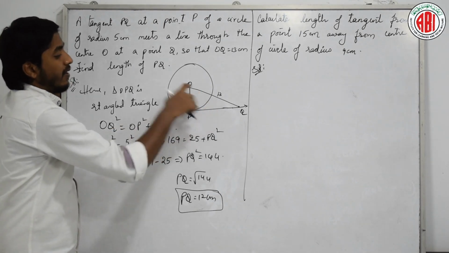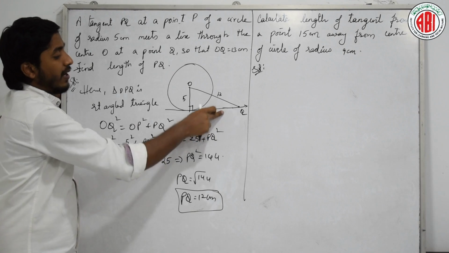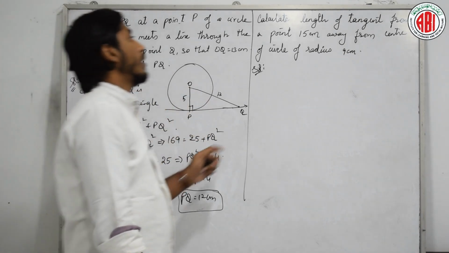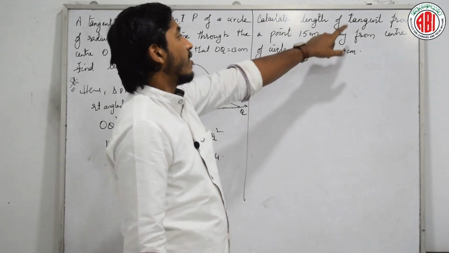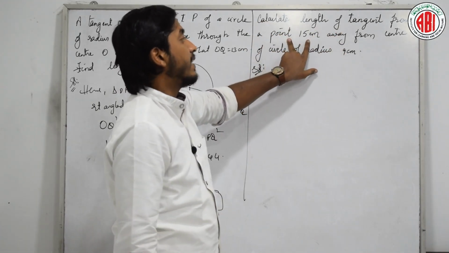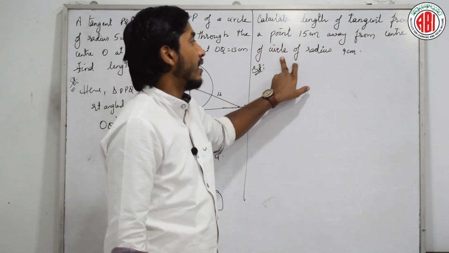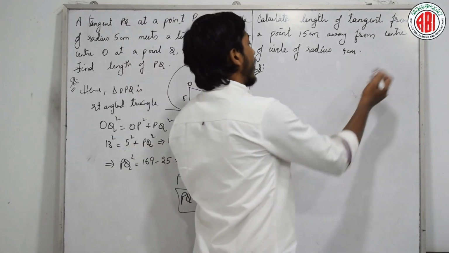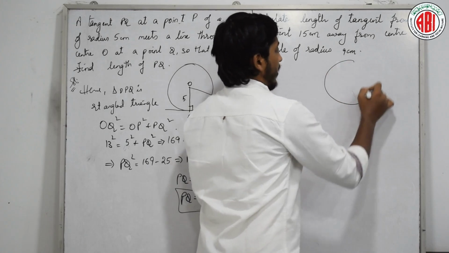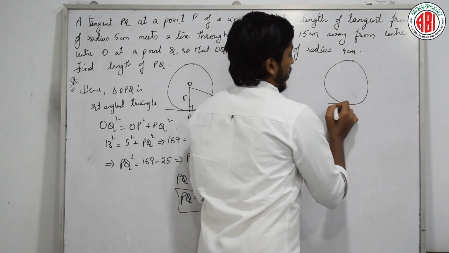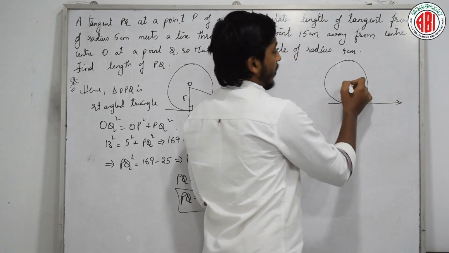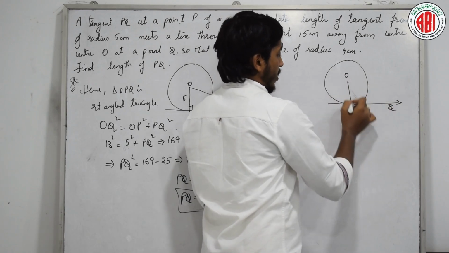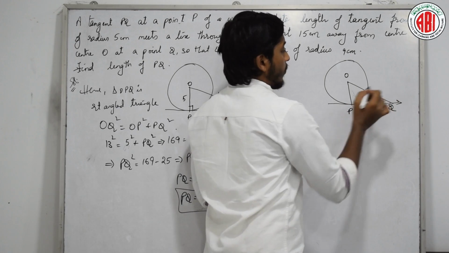Is it clear? What did they give? The hypotenuse value and the radius value. We have to find this PQ. Is it okay? Check out this next question. Calculate length of a tangent from a point 15 centimeter away from the center of the circle of radius 9 centimeter. Okay. Look here, again the same diagram. A circle, its tangent. Okay. Let us say this is O, P and Q. Let us draw these both.